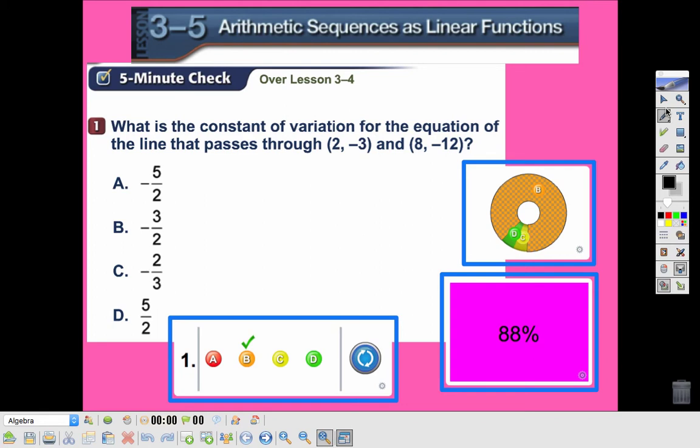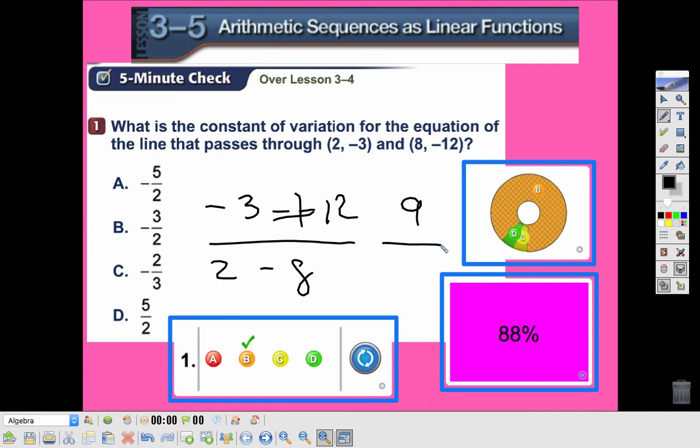Changing y or changing x. So -3 minus -12 over 2 minus 8. What happens to the negative? Becomes a positive. So -3 plus 12 is positive 9 over 2 minus 8, -6. Can I reduce that? Divide them both by 3, and what do we end up with? -3 over 2. Okay, so it's just finding the slope, change in y over change in x.